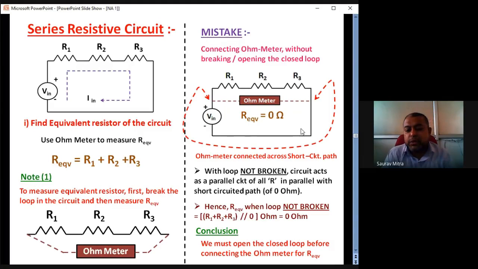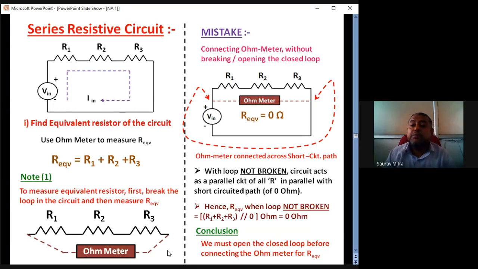That is, we must open the closed loop before connecting the ohm meter for measuring R equivalent. So here it is said that we must open the closed loop. Open means just break this connection, or just remove the wire, don't connect it, or just leave it like this, R1, R2, R3 separate. So they are in series, and at one end of R1 and at another end of R3, you keep the ohm meter. But don't connect the whole thing and then measure resistance. That will be wrong.